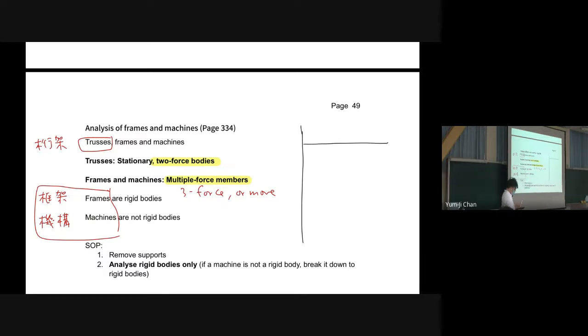Now for trusses, what do we determine? We determine forces in members. We either have T or we have C. What's T here? Tension. And what's C? Compression. Okay, very good.